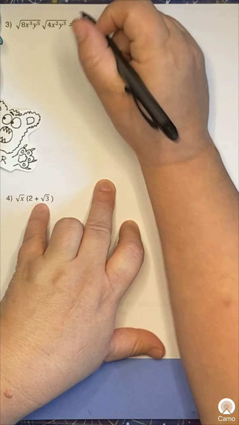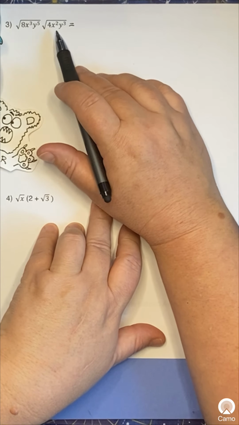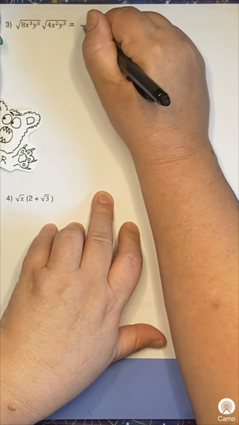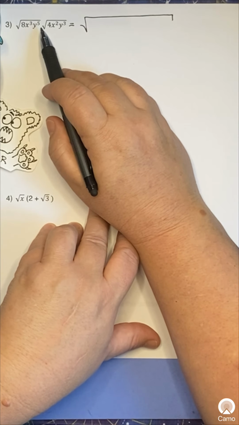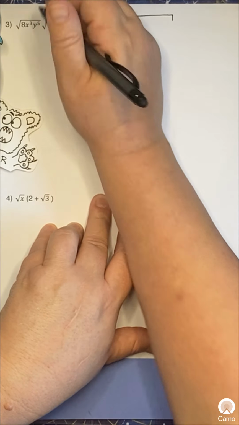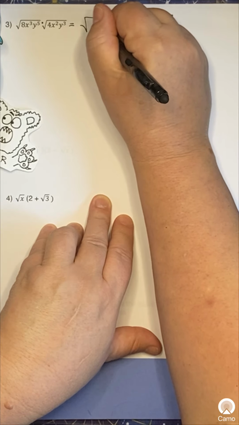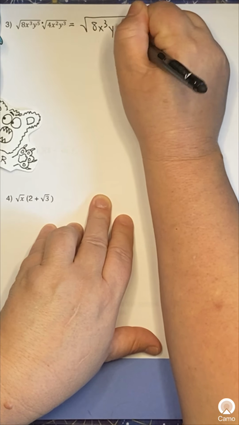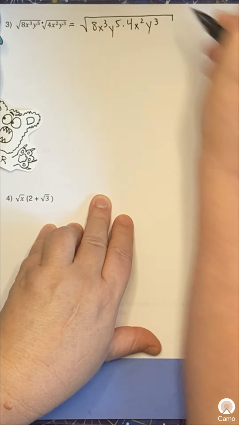So first thing I'm going to do is I'm going to say these are both radicals. They're both the same kind. These are both square roots, so I can combine them. Also because it's multiplication, right? Addition, subtraction, no, this isn't going to work. It's only multiplication. That's going to work like this. And then I'm going to take 8x cubed y to the 5th times 4x squared y cubed.